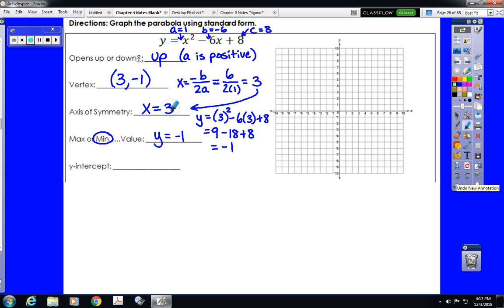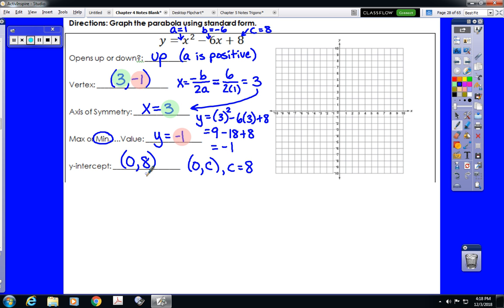Whatever your x value is, that's the x coordinate of your vertex. Whatever this max or min value is, that's the y coordinate. Finally, we have the y-intercept. Remember that that is the point (0, C). And from up above, C is 8. So that would be the point (0, 8).